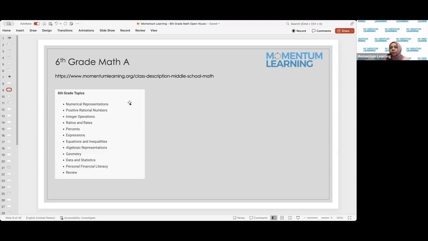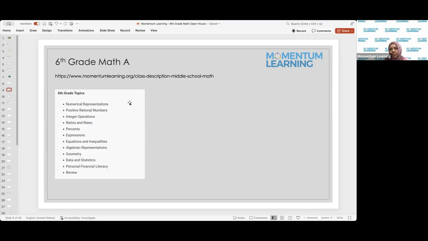We will start with numerical representation. This is the first week. The second week will be positive rational numbers, and we are going to go deep into the rational numbers. Then we will continue with integer operations, ratios and rates. And this is the hardest topic: ratios, rates, and percents.